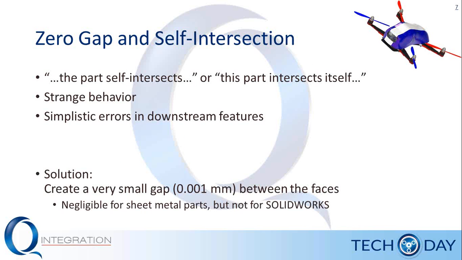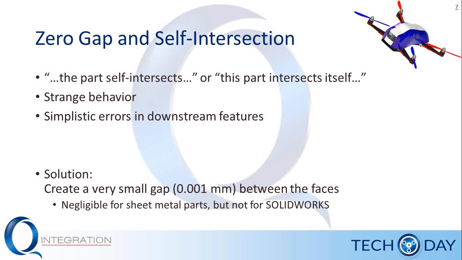If you caught the rebuild error that came up in the last part, it gave me a message like this: the part self-intersects. This part intersects itself. This can result in some strange behavior in your sheet metal part. It can cause simplistic errors and also cause issues with downstream features failing to be created. So this is something that we need to resolve if you're seeing this.